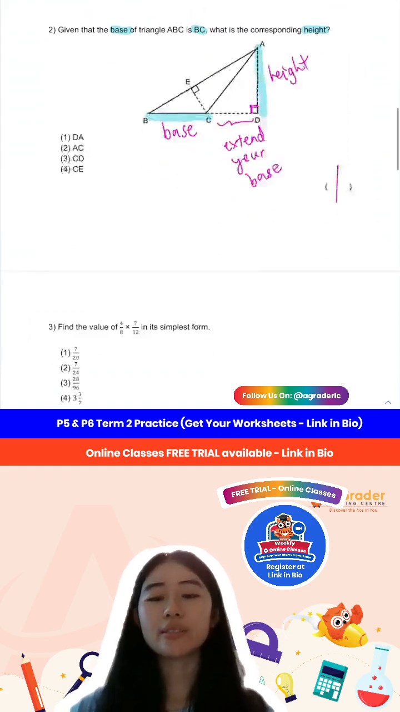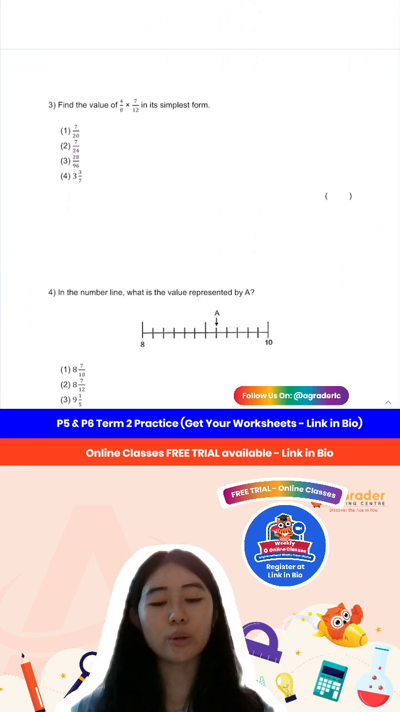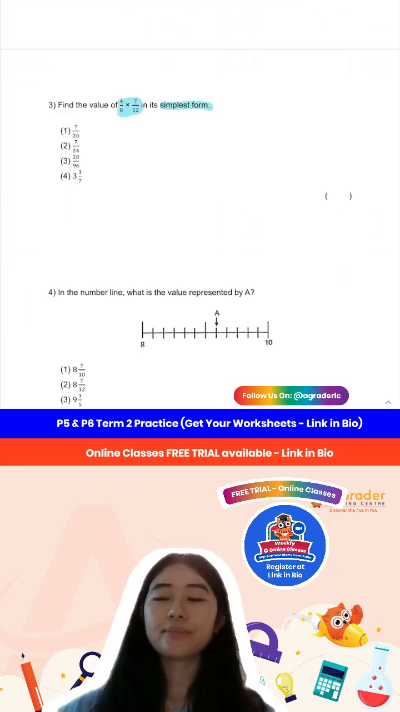Okay, let's move on. Next one, just very simple calculation. Multiplication of a fraction. Find the value of 4 over 8 times 7 over 12 in the simplest form. I'll give you some time to calculate this. Let me know the answers.